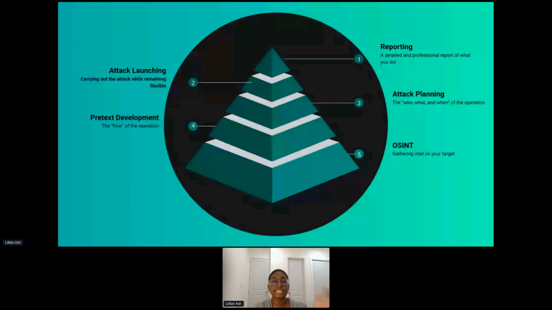would be pretext development. So figuring out the how of the operation. Then we go to actually attack planning, so the who, what, when of the operation, and then launching the attack, so actually just carrying it out. And then lastly, that certainly should not be overlooked and is super important when you're doing this professionally, is reporting. So it's a detailed and professional report of what you did. So we'll go ahead and elaborate on all of that as well.